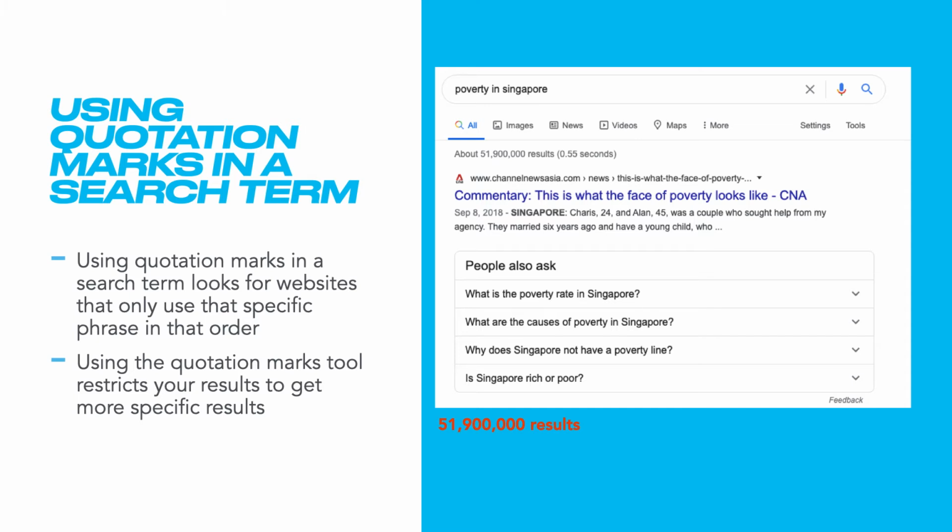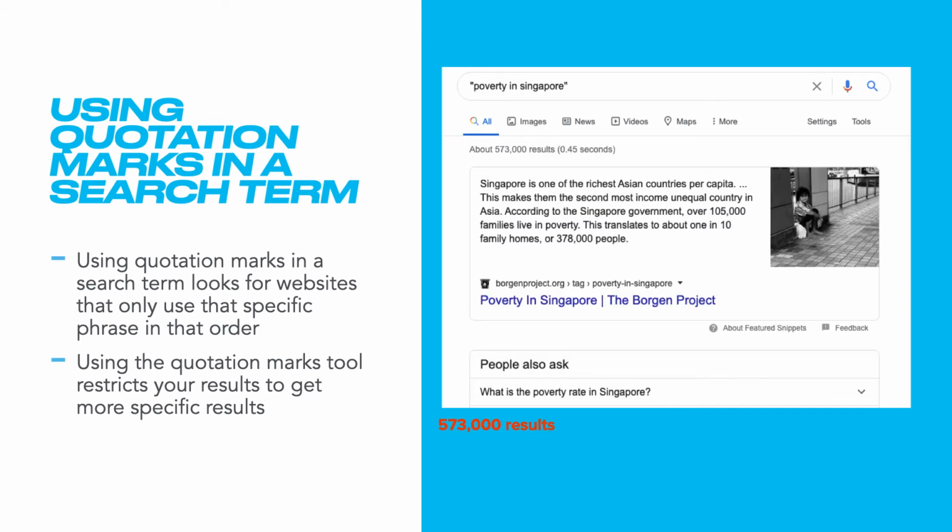So when I searched for poverty in Singapore, I got almost 52 million results. If I just use this simple tip and put poverty in Singapore into quotation marks, it will only show me results with that particular quote, the words poverty in Singapore. Okay, and again, you can see it's brought the results down dramatically. There's still a lot of results, but it's just going to hone in and give you more specific results. So definitely try this one, it will help you a lot.